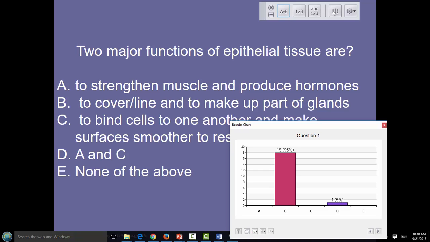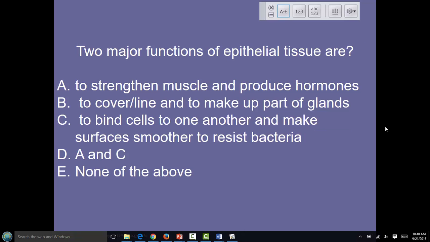Why isn't C correct? Let me move this out of the way. We know how many you got right, so you don't need that anymore. Why isn't C correct? What do you think? What binds cells together? Okay, Arjun, I saw you first, and then Teresa. Cell junctions. Okay, Teresa, tell me something about this: make surfaces smoother to resist. Now, this is an unfair part of the question, because we haven't gotten to this yet.